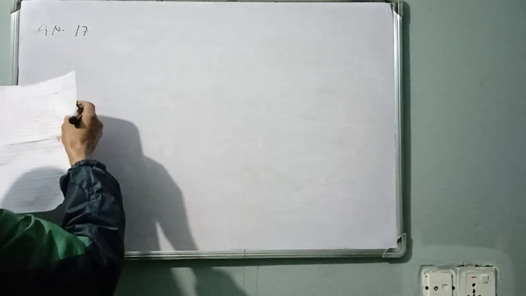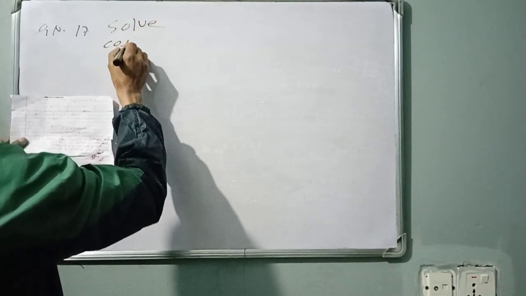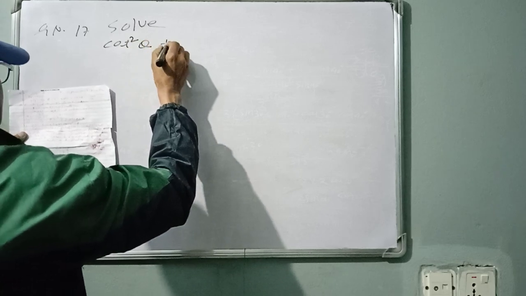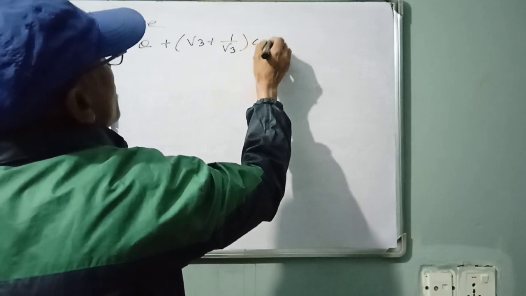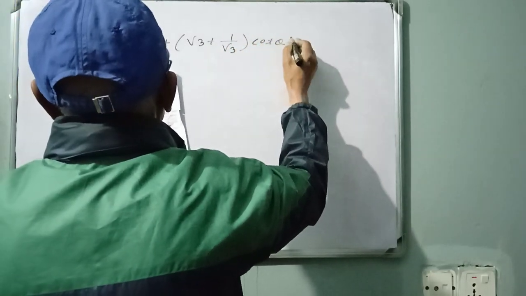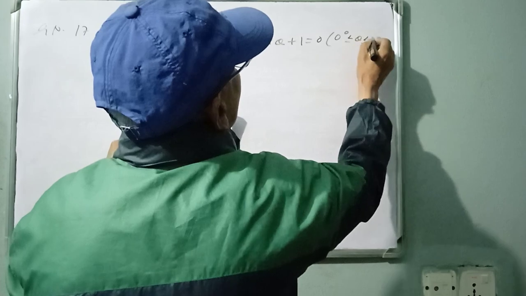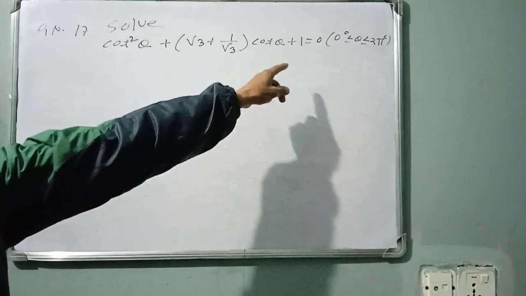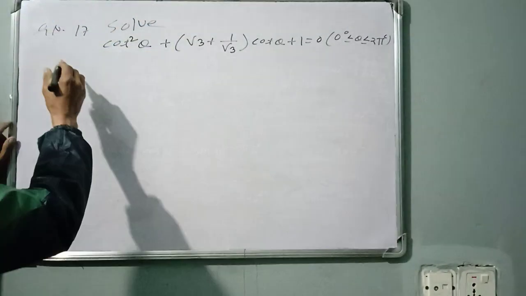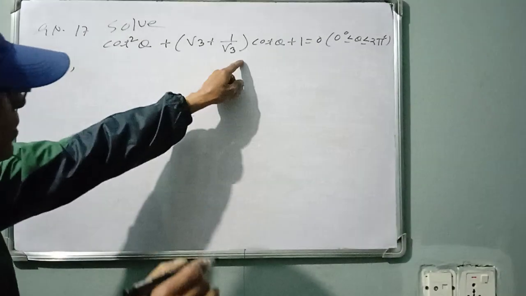Question number 17. Solve cot square theta plus (root 3 plus 1 by root 3) cot theta plus 1 equal 0, range 0 degree to 360 degree. 2 pi is 360 degree. This is the question. So first of all, you have to take LCM.